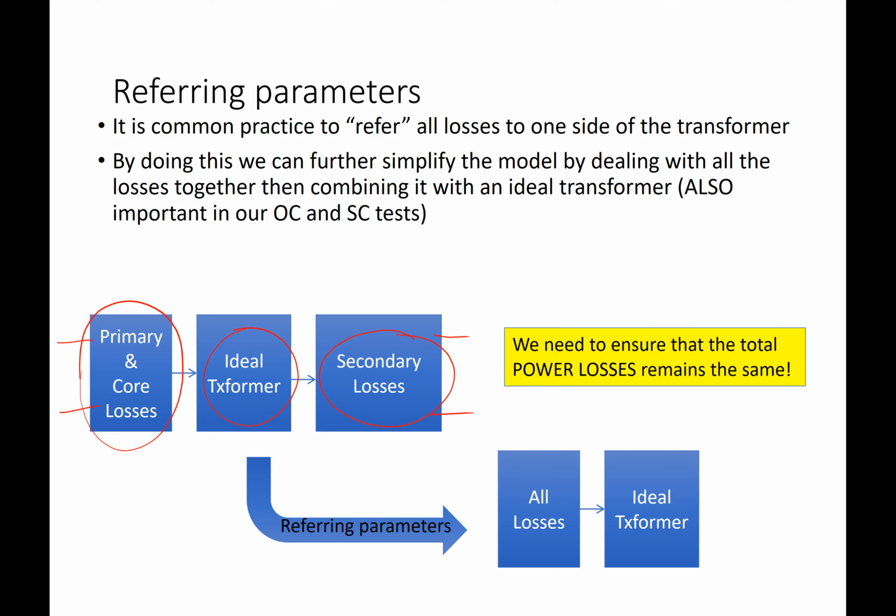What we do when we refer the parameters is we take the losses from one side and we put it on the other side. So we can either take the secondary and put it on the primary, or we take the primary and put it on the secondary. So when we do that, we have all the losses on one side and then the ideal transformer. Or alternatively, we could have the ideal transformer first and then we could have the losses on the other side. So either way, we would have all the losses lumped together and the ideal transformer separately.